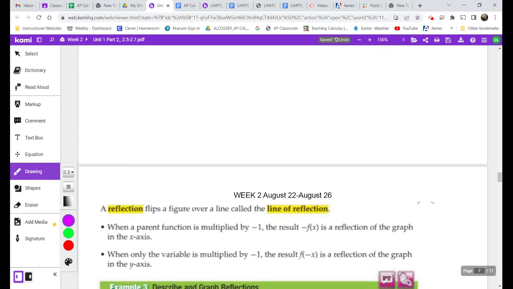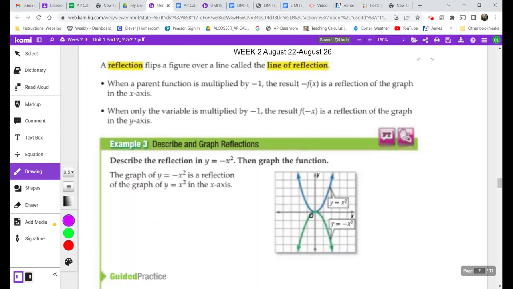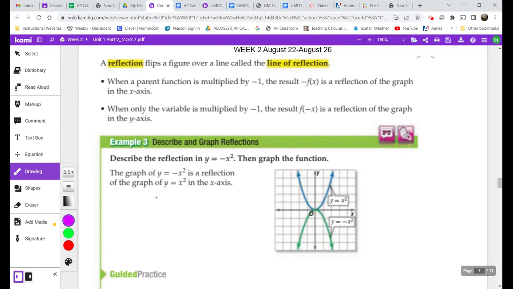I'm going to pull it all together for you guys in a second. So a reflection means that it jumps across the x or y axis. If we've got something here, a reflection means it kind of looks like this. If it's a negative in front, it flips over the x-axis. So if this is the x-axis, it flips over and points down.